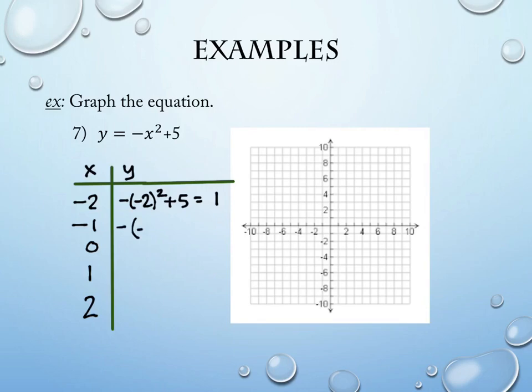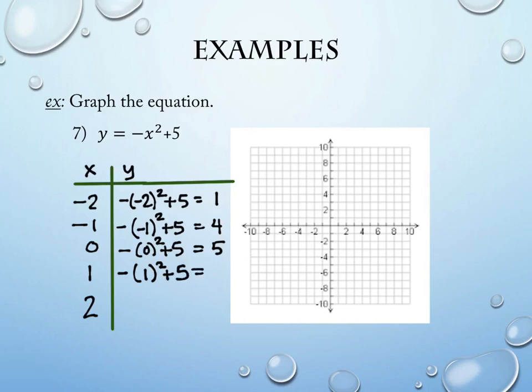And then we have negative of negative 1 squared. So negative 1 squared is 1, times the negative in front is a negative 1. And negative 1 plus 5 is 4. 0's so nice. 0 squared, 0 times negative is still 0, plus my 5 is 5. Then we have a negative 1 squared plus 5.